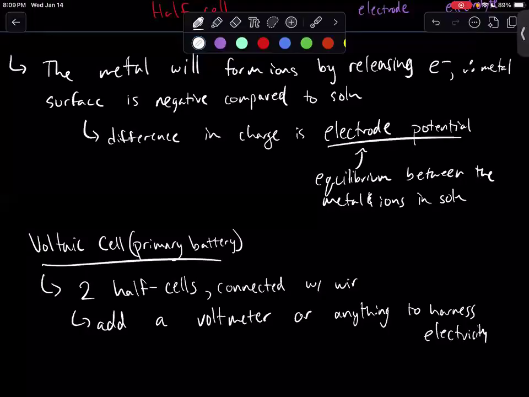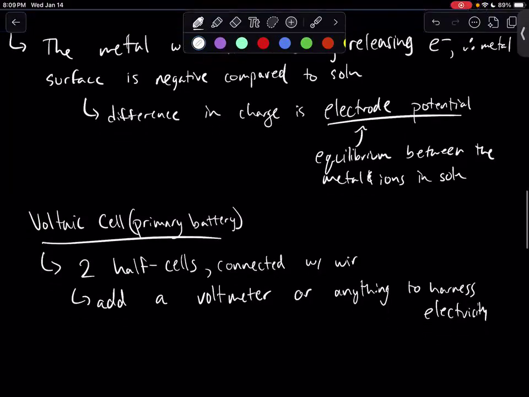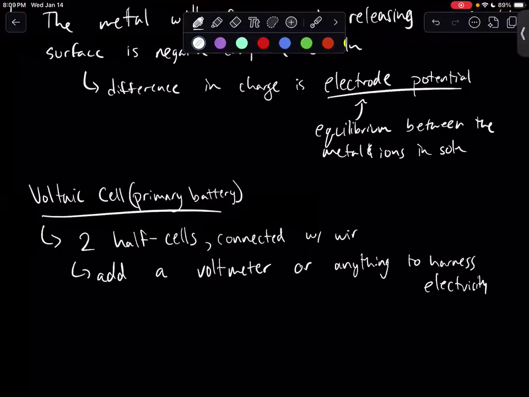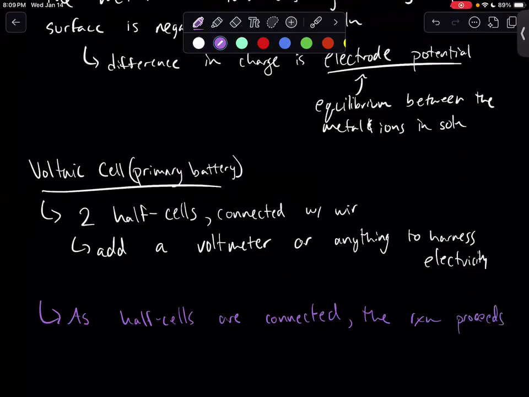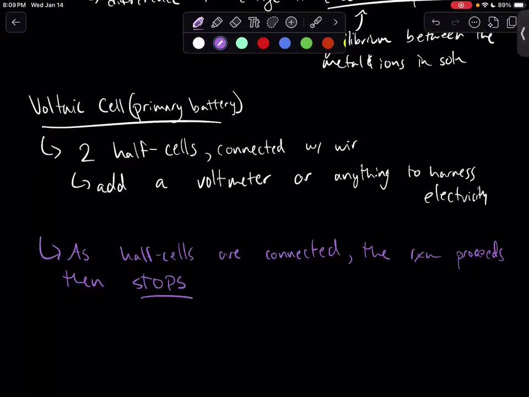Now, as soon as you do connect your two half cells, the reaction will immediately proceed and then immediately stop. So as the half cells are connected, and we know the reaction is spontaneous, the reaction proceeds, then stops. And the reason it stops is because there is charge buildup at the electrodes.